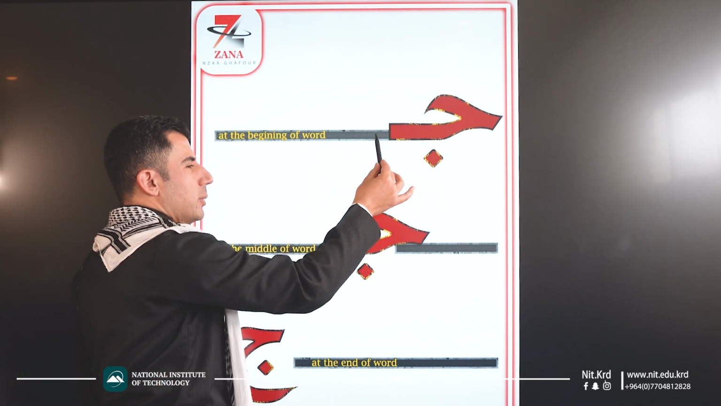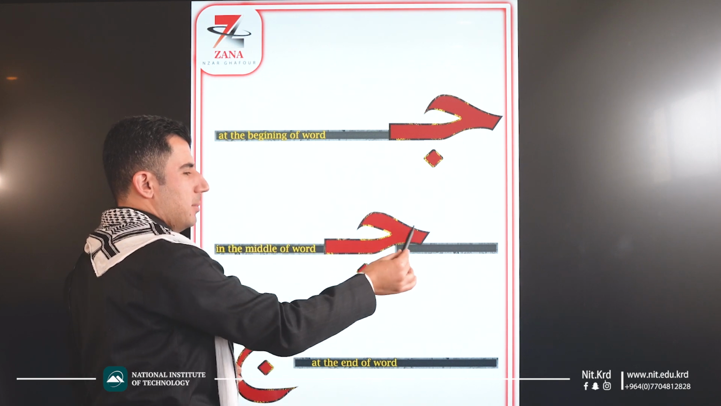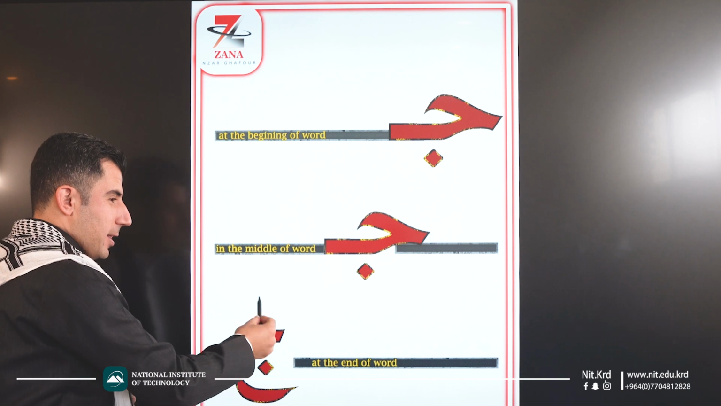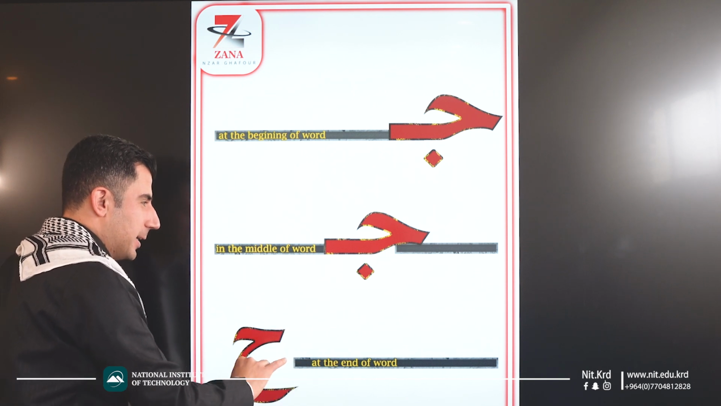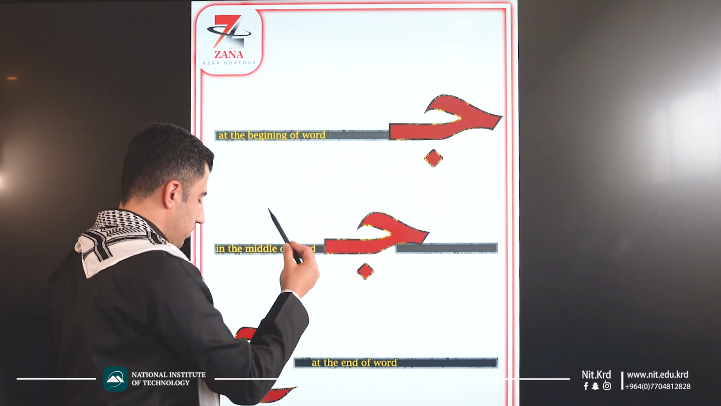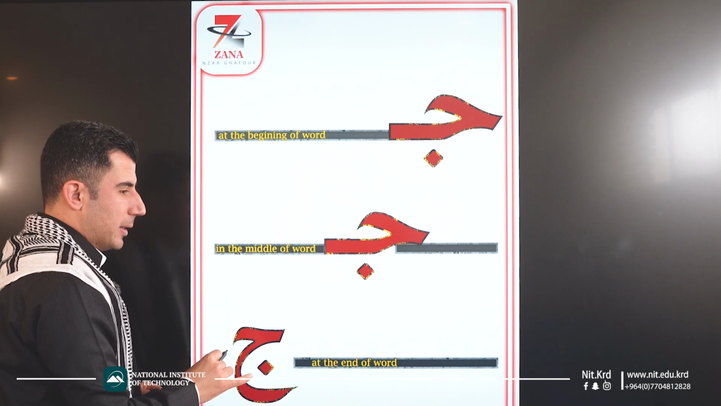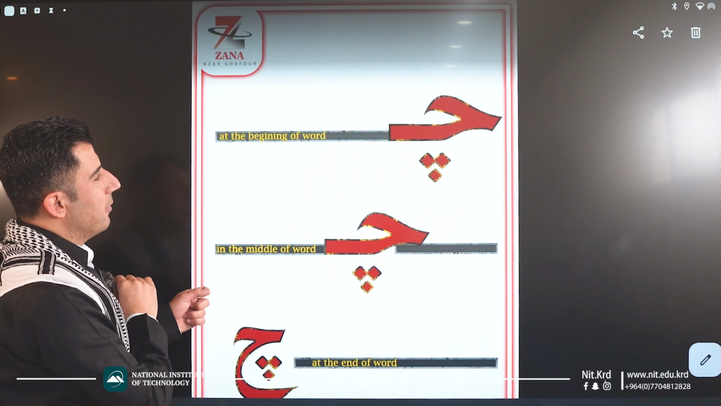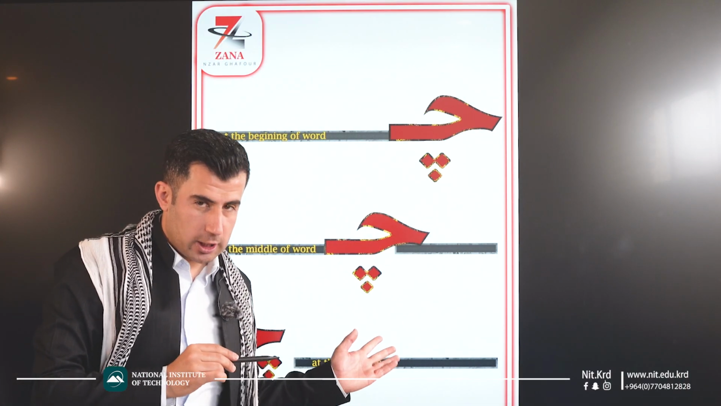At the beginning of the word, we have to write J like this. In the middle, like this, and at the end, we have to change it to this style, be careful. These two are for the beginning and the middle, but this one at the end of the word, we have to change it. Good. J. After that, we have ch.